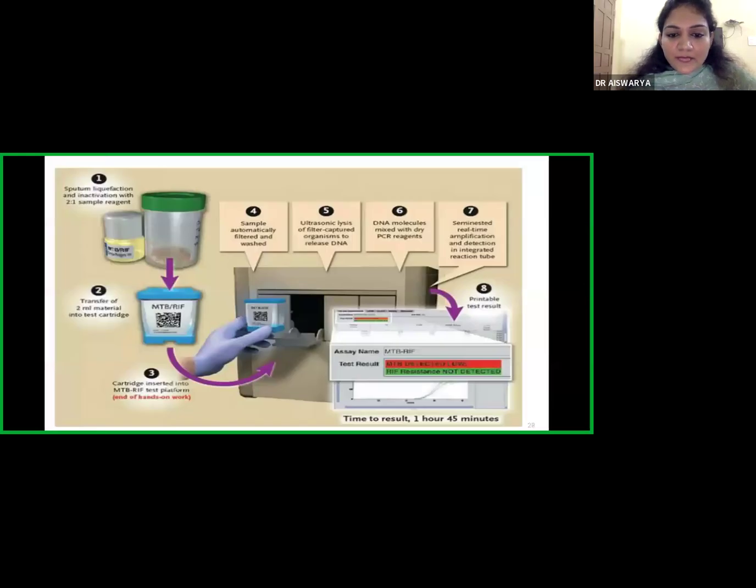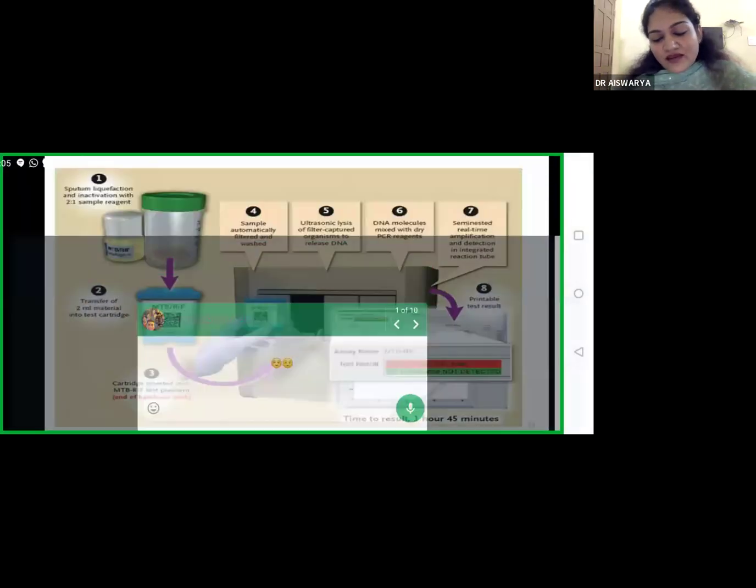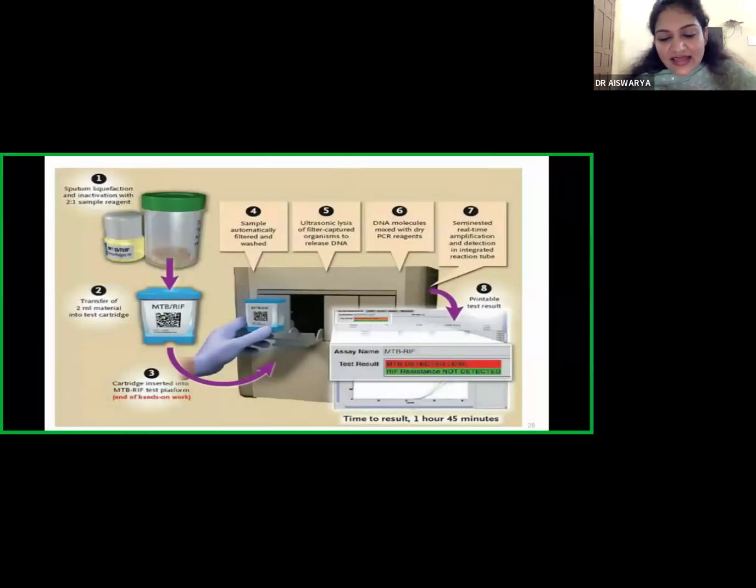In CBNAT, the result comes on the lower side, where we see a test result in a red column, like MTB detected low. That's how the result comes. If TB is present, the result comes like MTB detected: low, high, or very high. And we can also get one other piece of information, whether rifampicin resistance is present or not. Here it's written rifampicin resistant not detected. That means the patient has drug-sensitive TB.